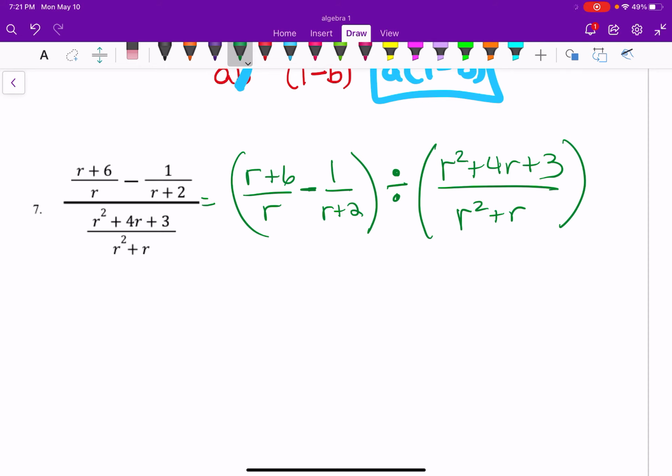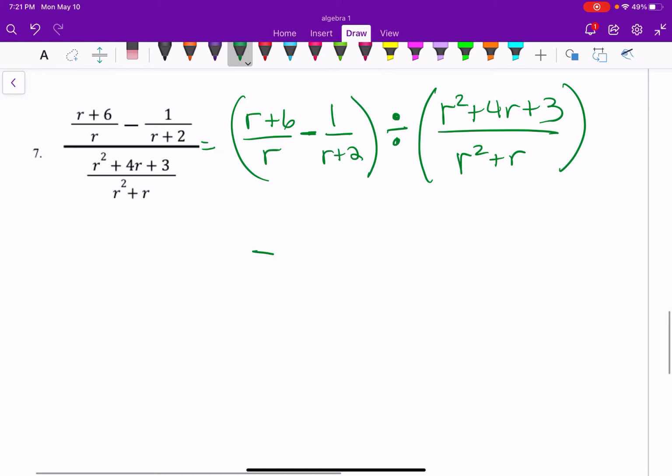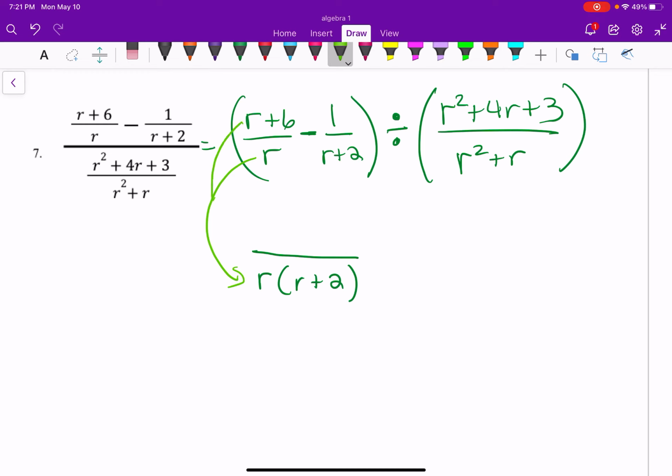In the first chunk, I need to get a common denominator. Well, I have an r and an r plus 2, so that has to be my common denominator. So what did I multiply this by? Well, I multiplied that by r plus 1. So that means I have to multiply r plus 6 times that. So we have r plus 6 times r plus 1.